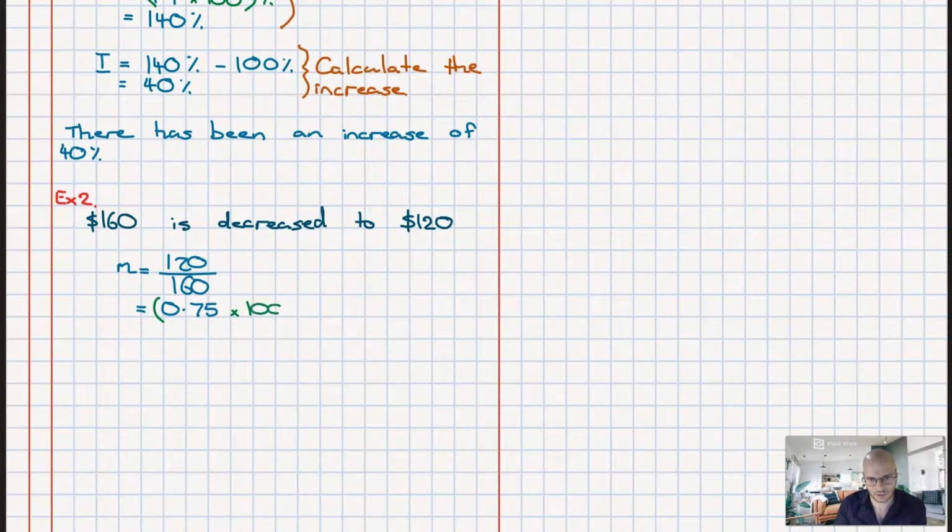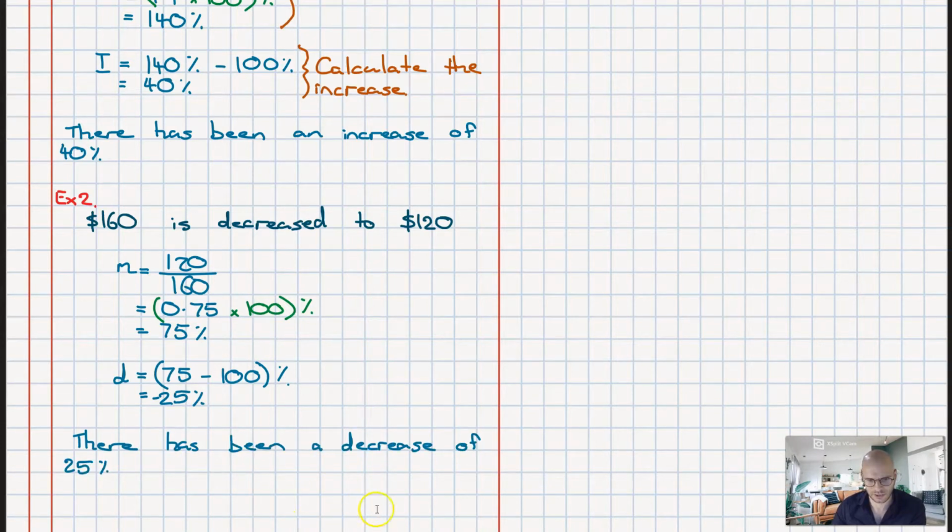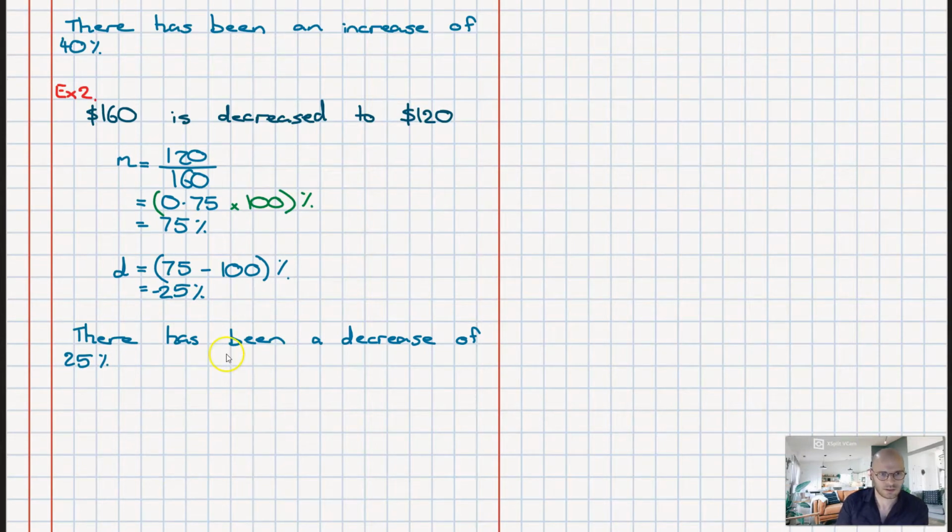Now we times this by 100 to get our percent, and this comes out to be 75%. So $120 is 75% of the original. Now we want to get our decrease, so we'll call it D in this case, and we go 75 minus 100, still a percentage, and that yields negative 25%. Because this is a negative, we say there has been a decrease of 25%. One thing to take note of is the negative here denotes that there is a decrease.